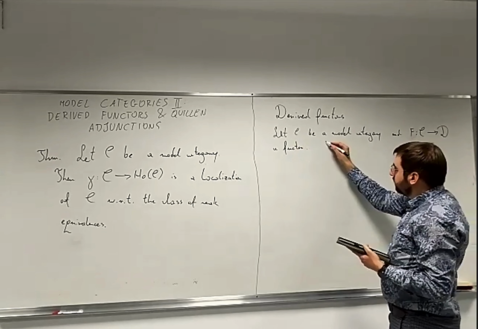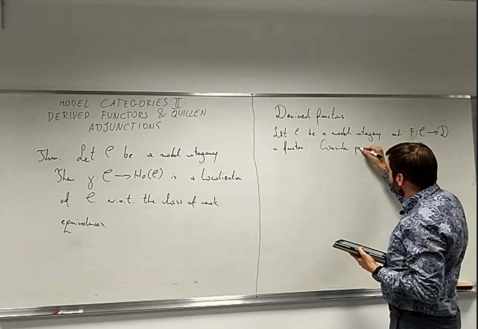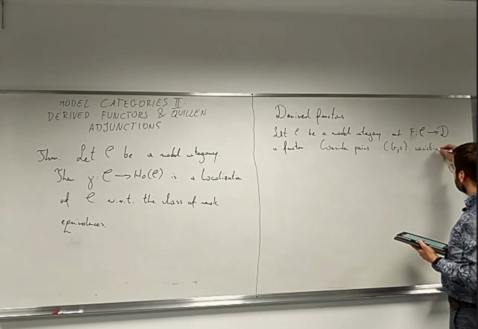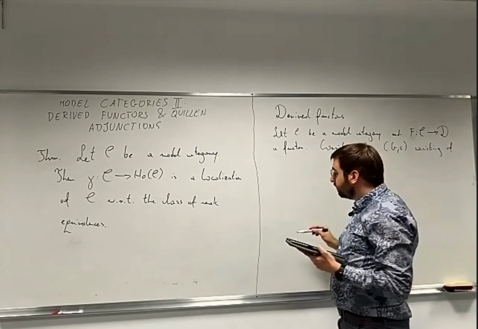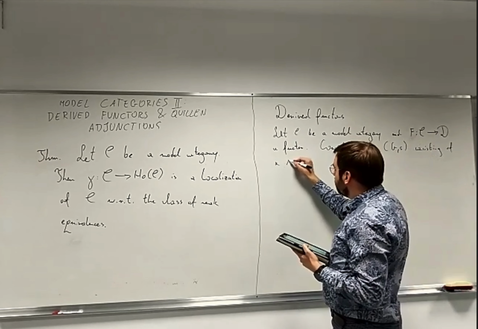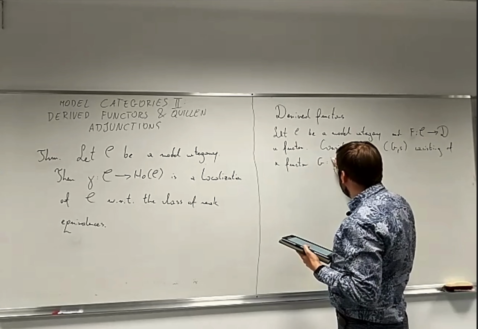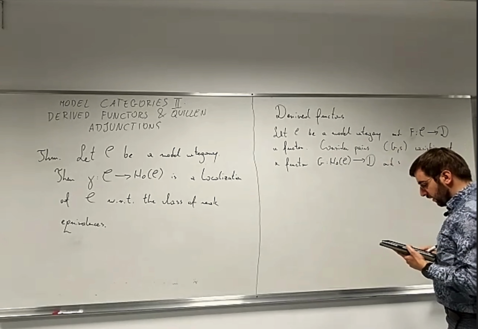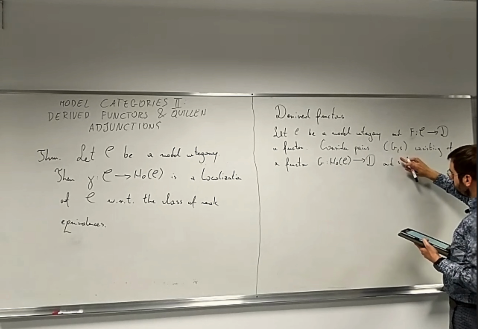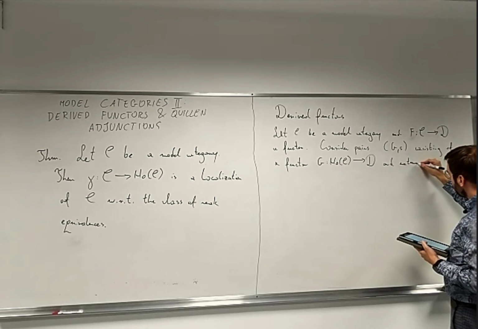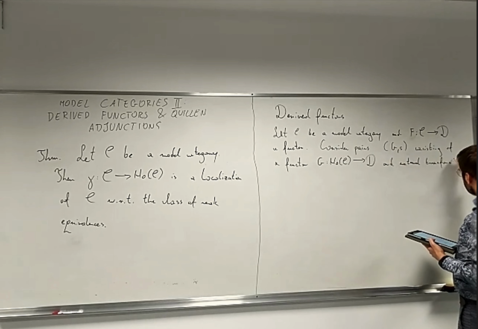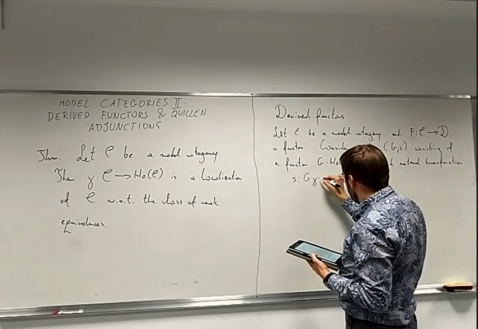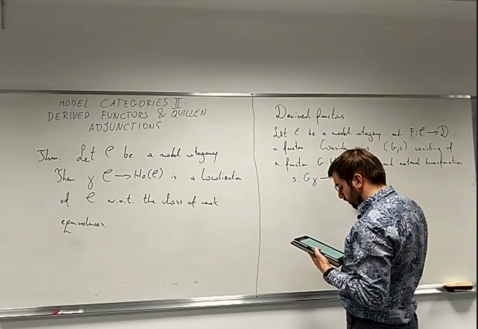Now consider pairs G, S consisting of a functor G from the homotopy category of C to D, and a natural transformation S from G gamma to F.